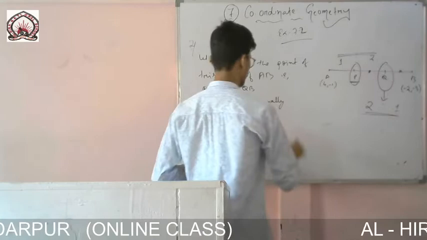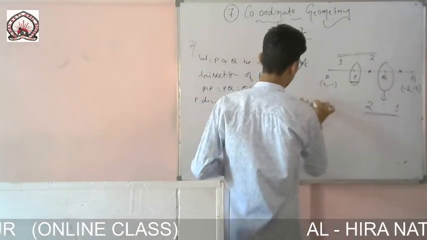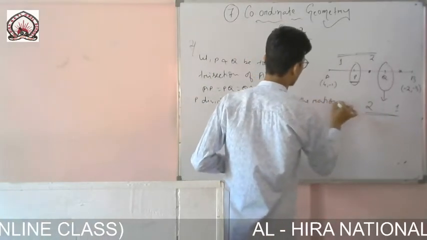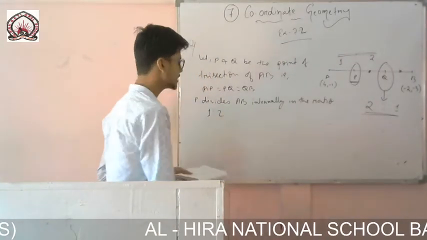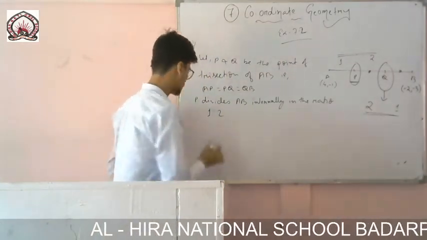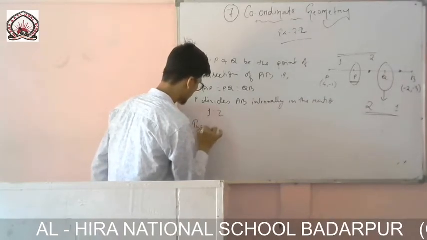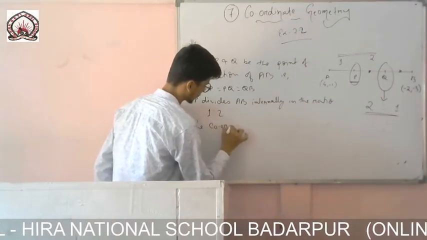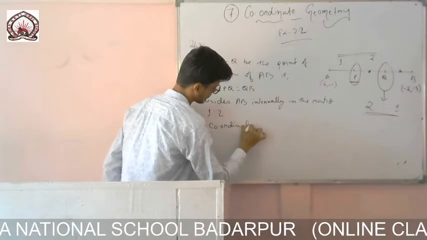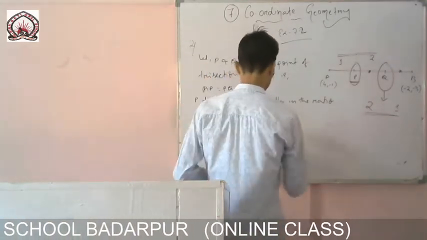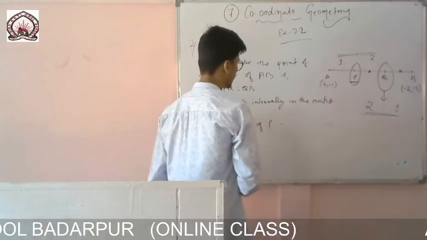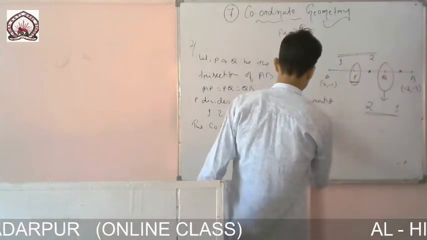P divides AB internally in the ratio 1:2. Therefore, the coordinate of P, by the section formula, we will find. So the coordinate we will write directly.